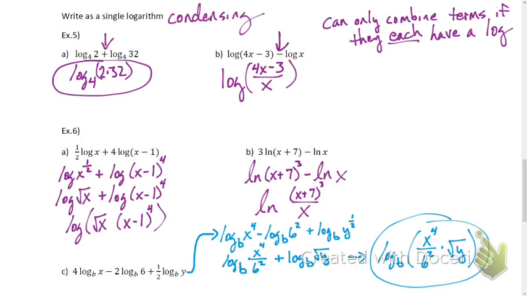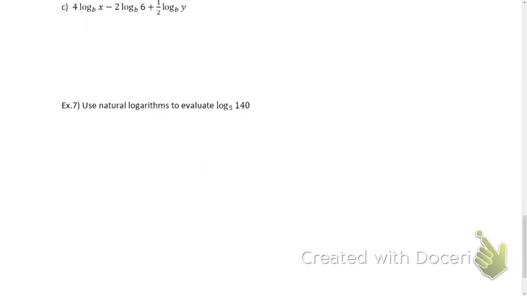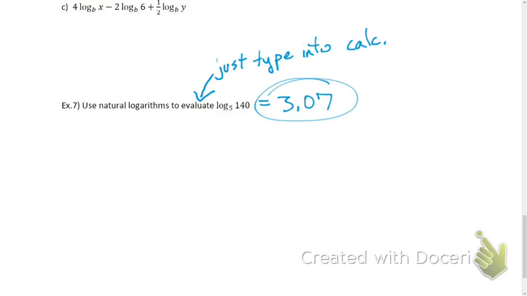All right, last thing on this is a simple one. Anytime you see evaluate, just type it in. So when you do that, log 5 140, you get 3.07. So, I mean, you can use natural logs, but you end up having to type it into the calculator anyways. So I think that's kind of a waste.